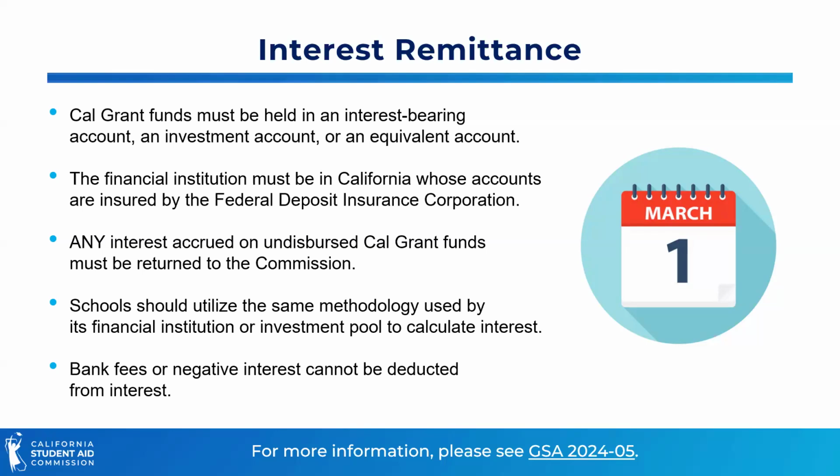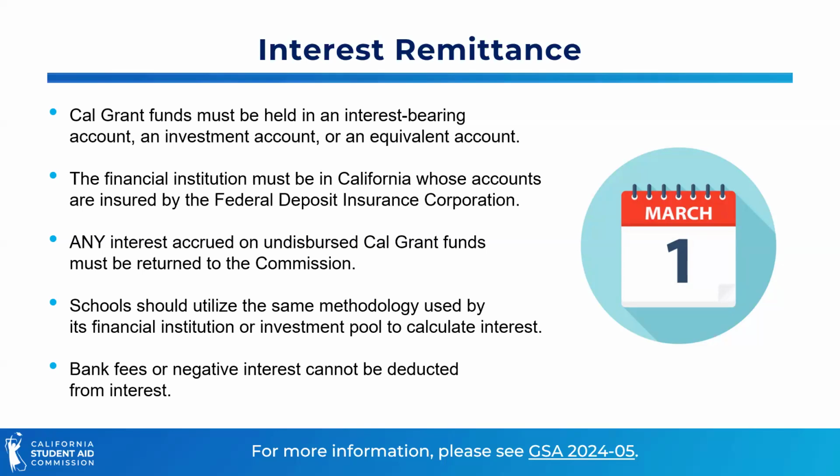So schools should utilize that same methodology used by the financial institution to calculate the interest that will accrue. Bank fees and negative interest cannot be deducted from the interest, so just keep that in mind. Interest remittance is due March 1st from the prior calendar year. So for example, for the year of 2023, that year began January 1st and ended December 31st of 2023. That interest remittance was due on March 1st of 2024.